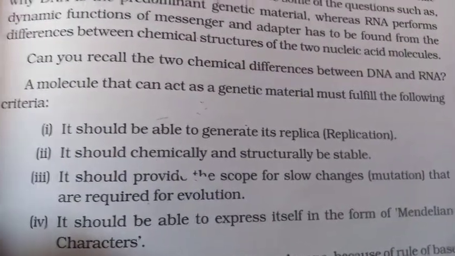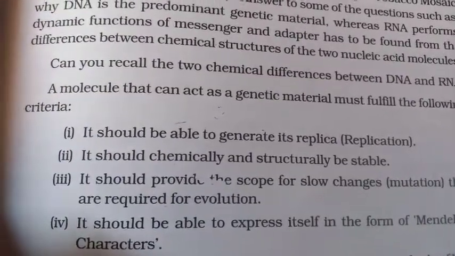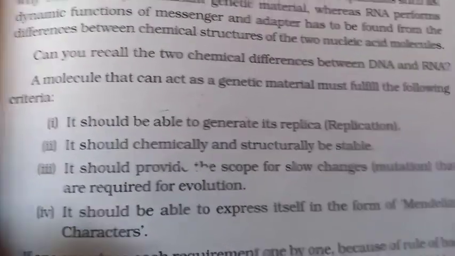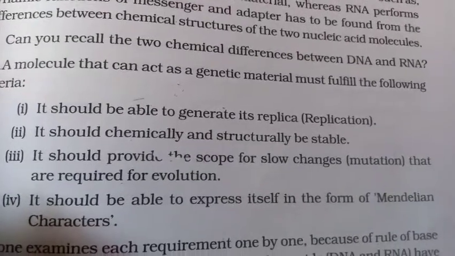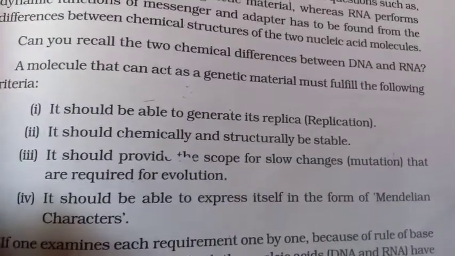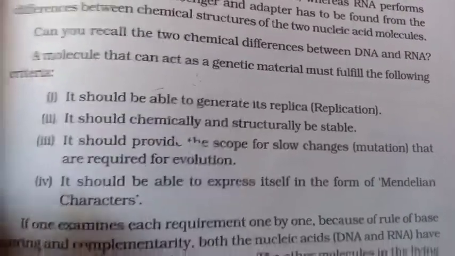It should chemically and structurally be stable. It should be stable chemically as well as structurally. And it should provide the scope for slow changes, and this is very important. It should provide scope for slow changes, that is the mutations that are required for evolution. And it should be able to express itself in the form of Mendelian characters.